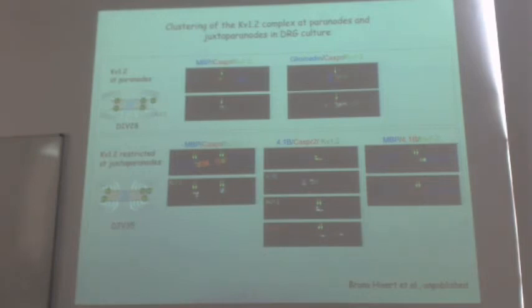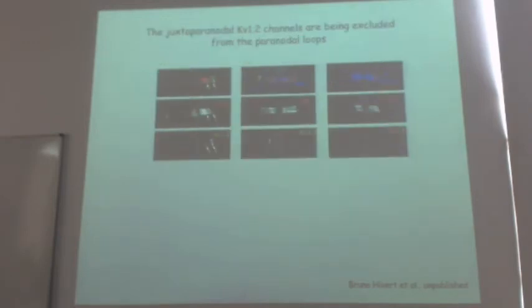Here the red channel is not really easy to see. Here it's a double staining for 4.1B and Kv1, just to show you that 4.1B is really located at both the paranodal and juxtaparanodal sides. So it's not easy to understand why the potassium channels are restricted at the juxtaparanodal junctions. We don't know exactly what scaffolding proteins may be implicated in this regional distribution of the potassium channels. So here's just an image to show you that the juxtaparanodal component, the potassium channels, are progressively excluded from the paranodal loops.